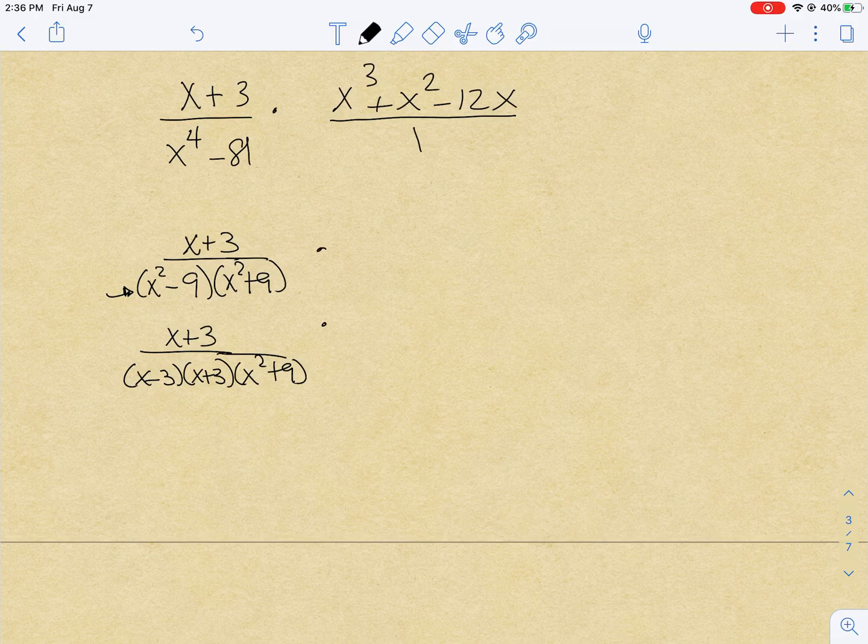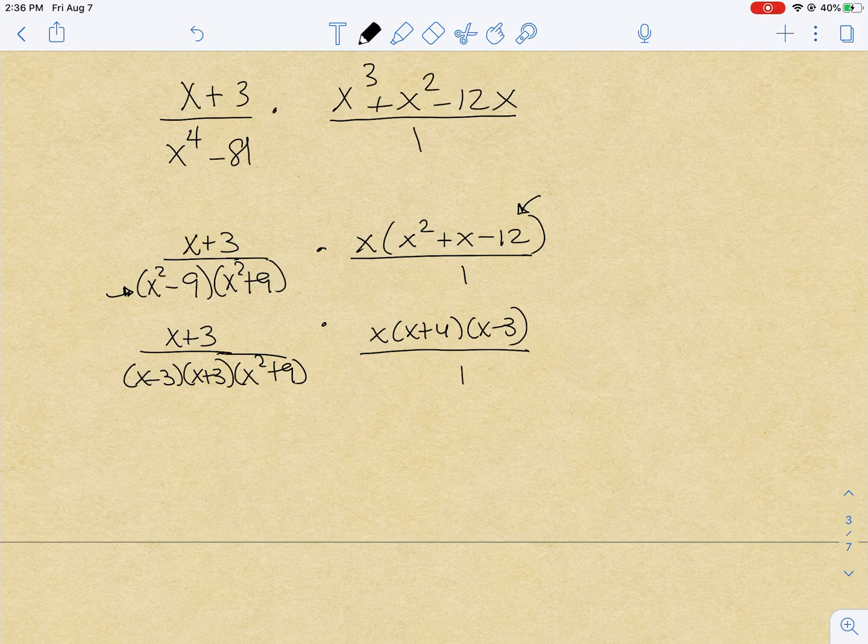Okay, and then let's look at the second fraction. It looks like on the numerator, they have a GCF. And remember, GCF is the number one way that we always look for factoring. So if I factor out that x, I'm left with this trinomial. Now that trinomial is also something that can factor because I know 4 times 3 is 12, but to get negative 12 and a positive 1, I could do x plus 4 and x minus 3.